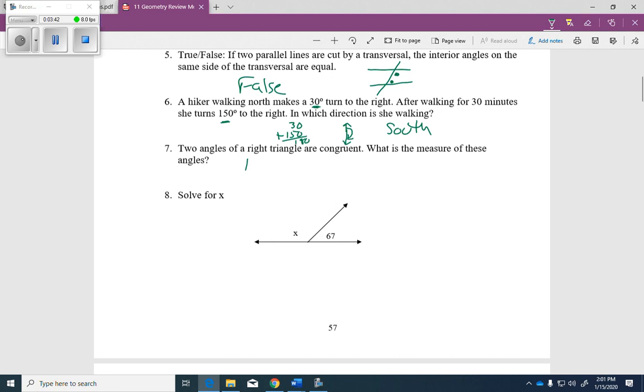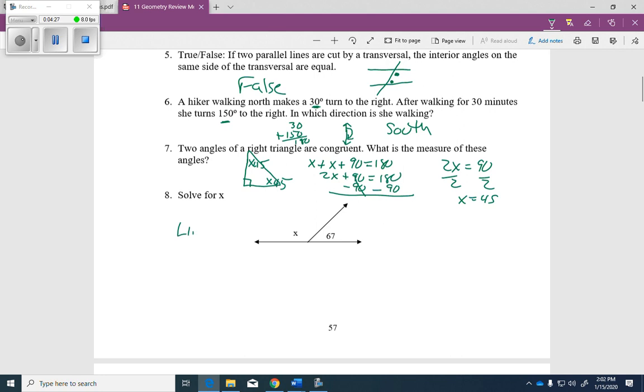2 angles of a right triangle are congruent. So let's draw something that looks like a right triangle. They're talking about these other 2 angles, and I labeled them both the same because it says that they're congruent. So the measure of the angles. Well, I know that 3 angles in a triangle add up to 180. So when I solve this, I'm going to get 45. And you can test it out. 45 plus 45 plus 90 does equal 180.